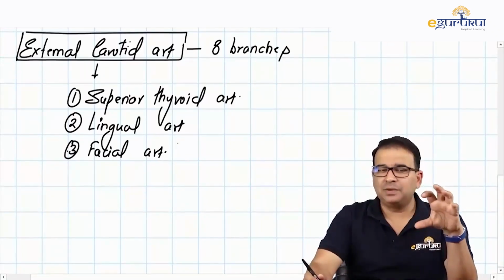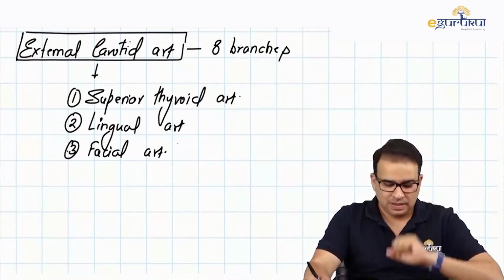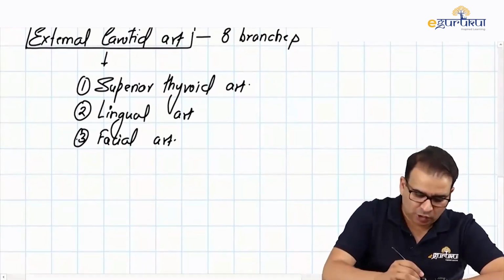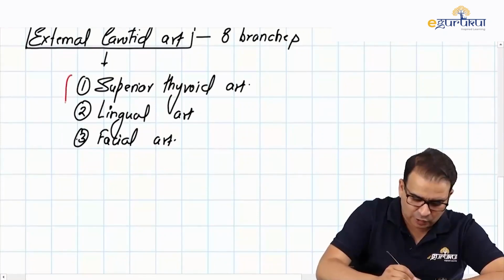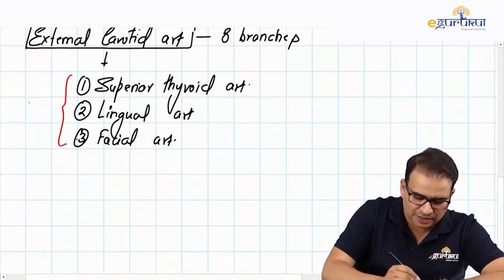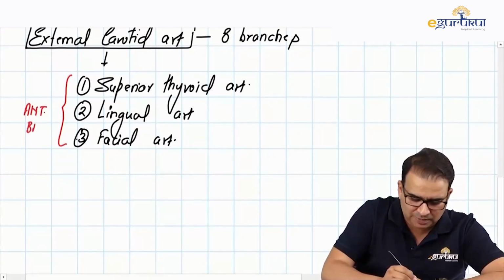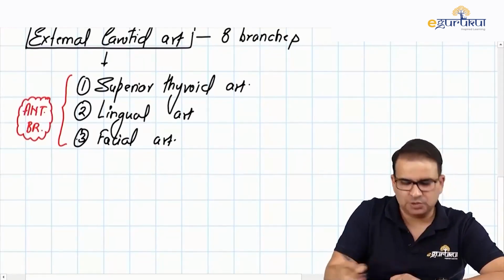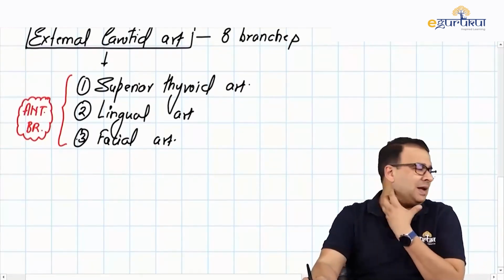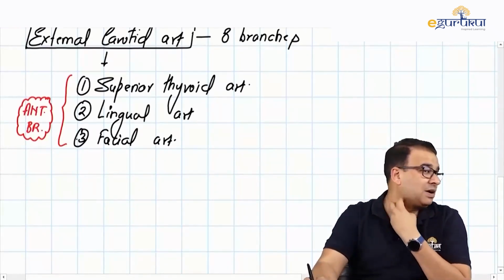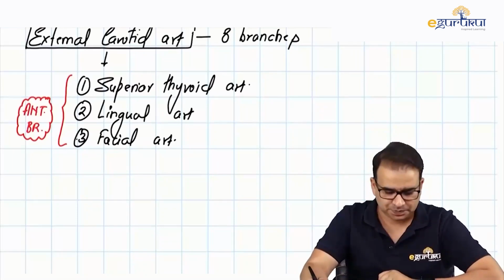Now, what is the common thing between the first 3 arteries that I wrote here? All these three branches are grouped as anterior branches of external carotid. These are the anterior branches of external carotid. So when you see the neck dissection, you will see these 3 arteries running forward, the anterior branches.